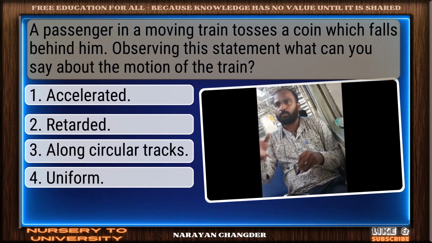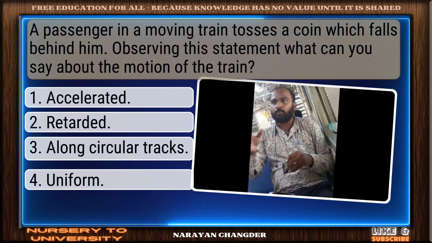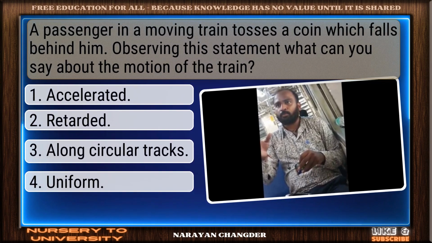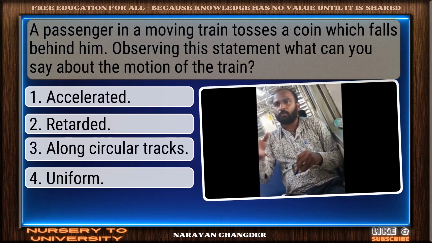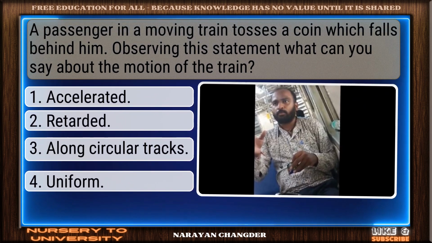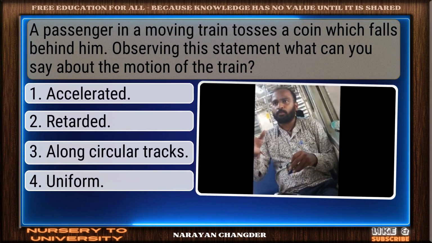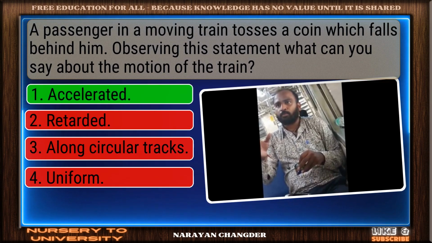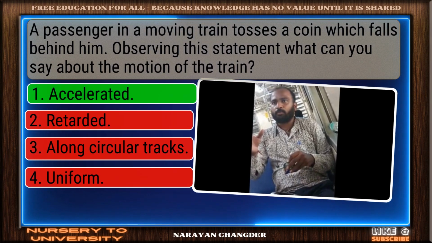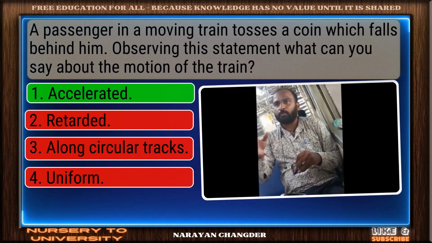Question number 57. A passenger in a moving train tosses a coin, which falls behind him. Observing this statement, what can you say about the motion of the train? You got it. Your choice, accelerated, is right.